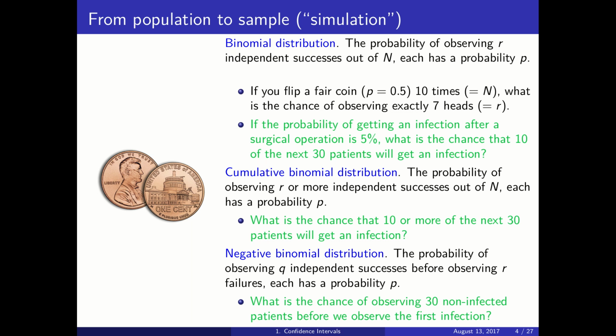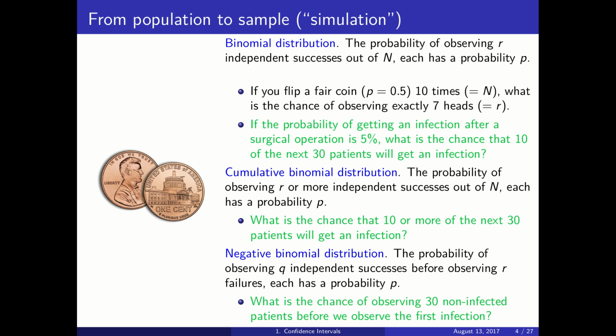There is a formula to calculate that. So the binomial distribution is the probability of observing exactly R independent successes, where success is the event that you are interested in, out of N when each one of the successes has a probability P. And for instance, if instead of coins we have a different setup, for instance, if the probability of getting an infection after a surgical operation is 5%, what is the chance that exactly 10 in the next 30 patients will get an infection?